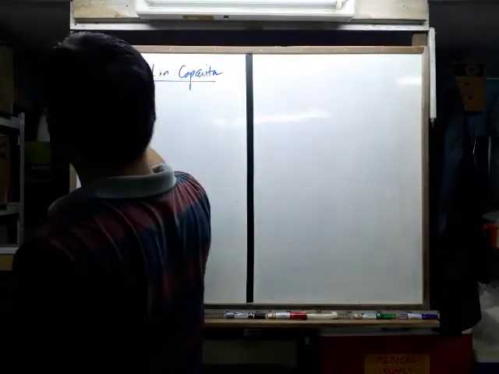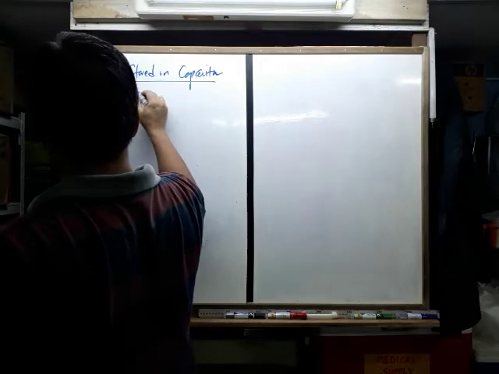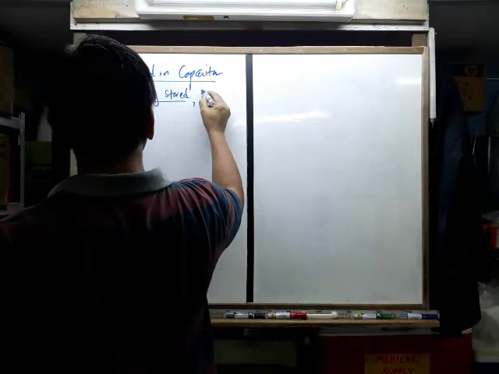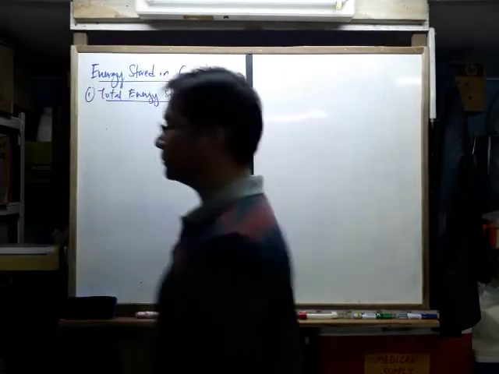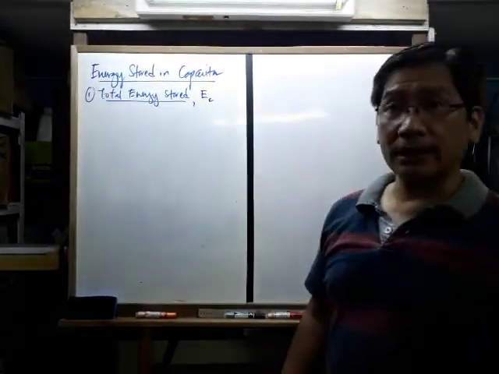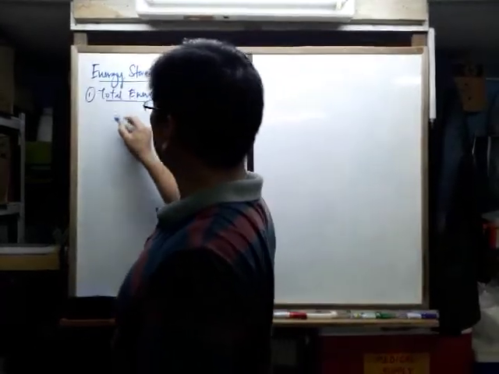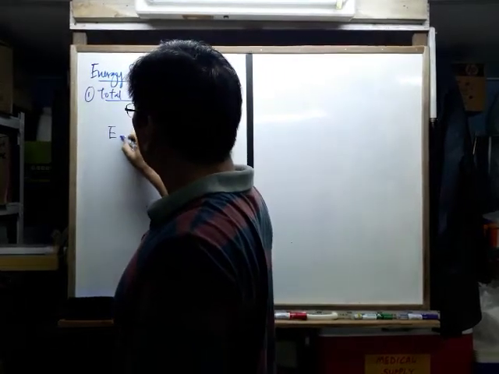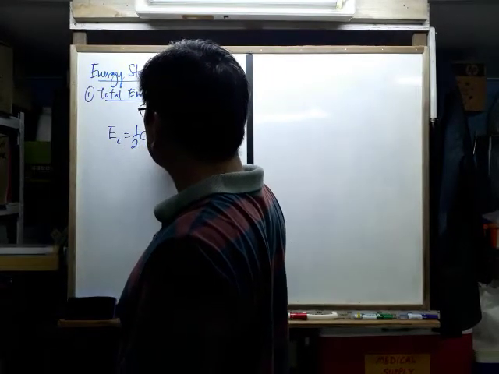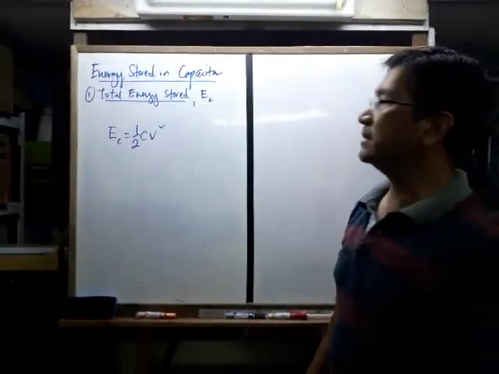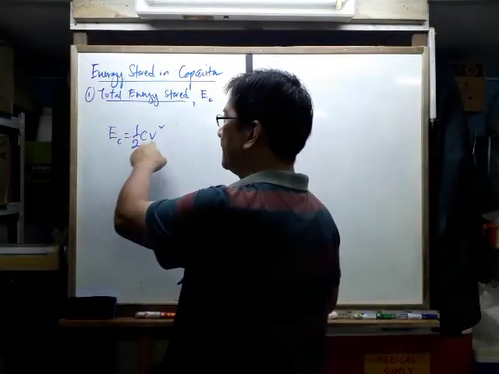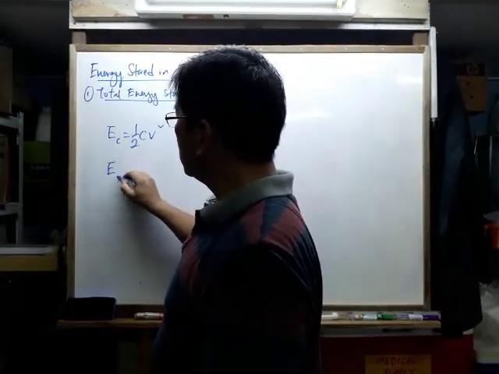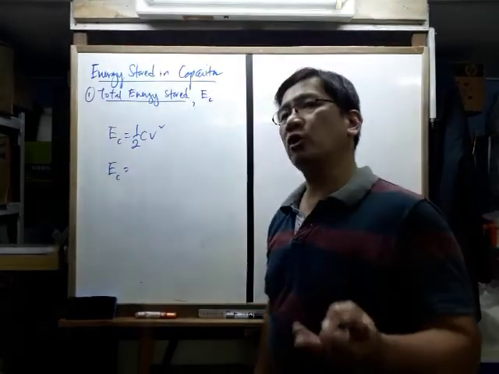If we look at the first one, total energy stored, we can use EC, the energy stored for a capacitor. The formula is given; we don't derive the formula. The energy stored is equal to half CV squared, where C is the capacitance and V is the voltage. But we can also change the formula to some other form, depending on what we are given.